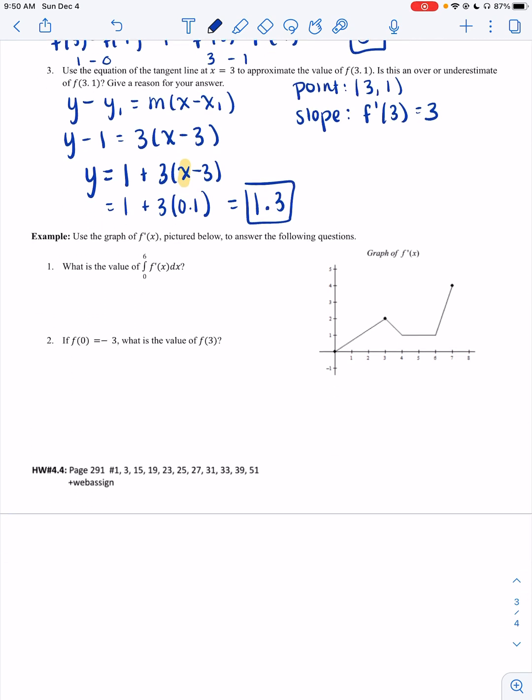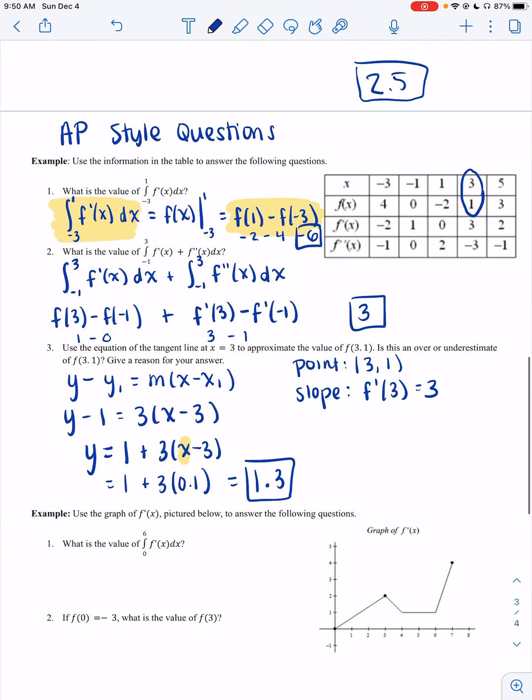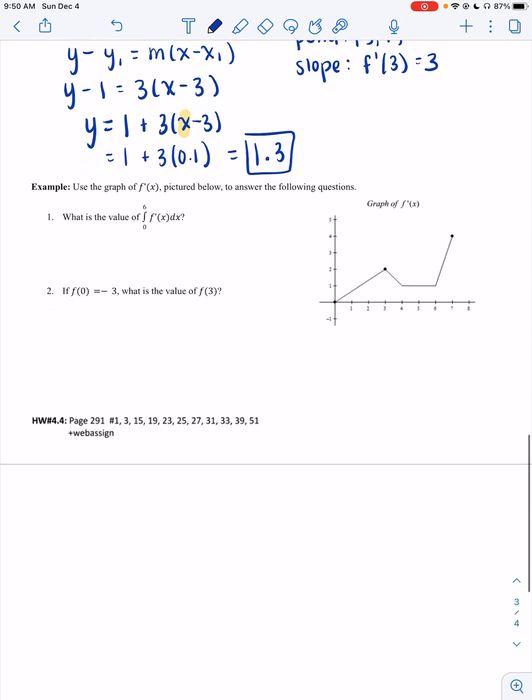Lastly, we've got one using a graph. So the first one is using a table. This one you're being given different information. It's a graph. What is the value of the definite integral of f prime from 0 to 6?